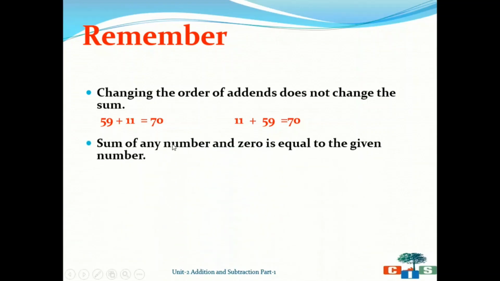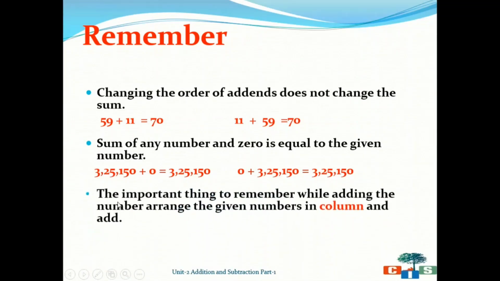Next, the sum of any number and 0 is equal to the given number. It means when we add 0 to any number, the sum will be the number itself. For example, 3,25,150 plus 0 is equal to 3,25,150, the number itself, and this property is known as the zero property of addition.